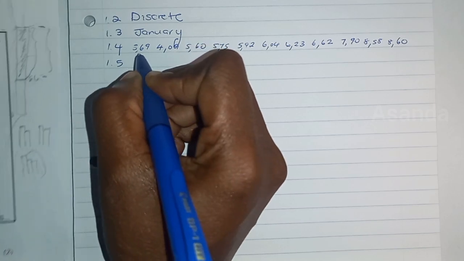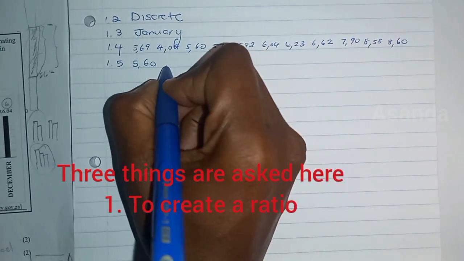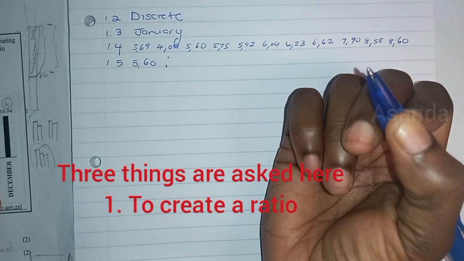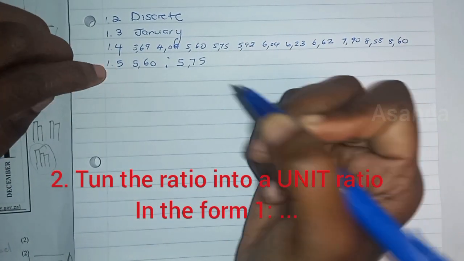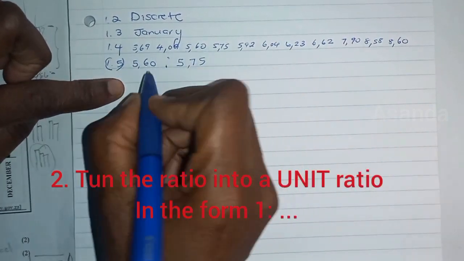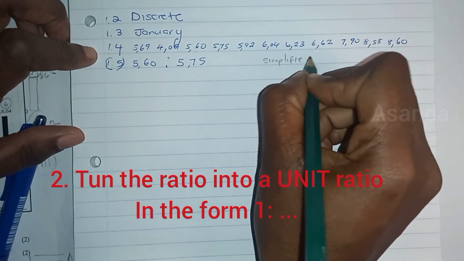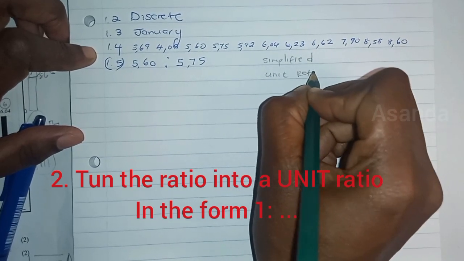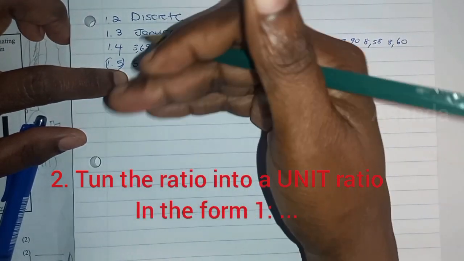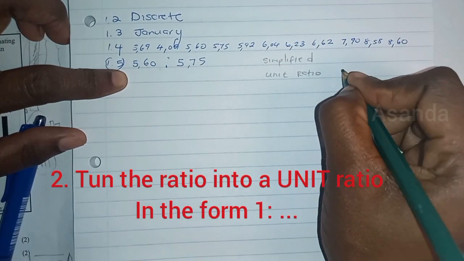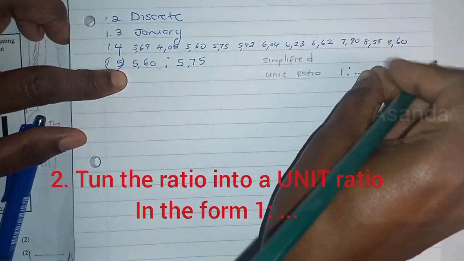October is, the price there in October is 5 Rand 60, and November is 5 Rand 75. So they say we must write this as a unit ratio. We have simplified ratio and we have unit ratio. Simplified ratio is when you find a number that divides into both sides, leaving it simpler. And then unit ratio is when the ratio starts with 1, and then you don't know what the answer is. You're just going to divide there and get the answer.